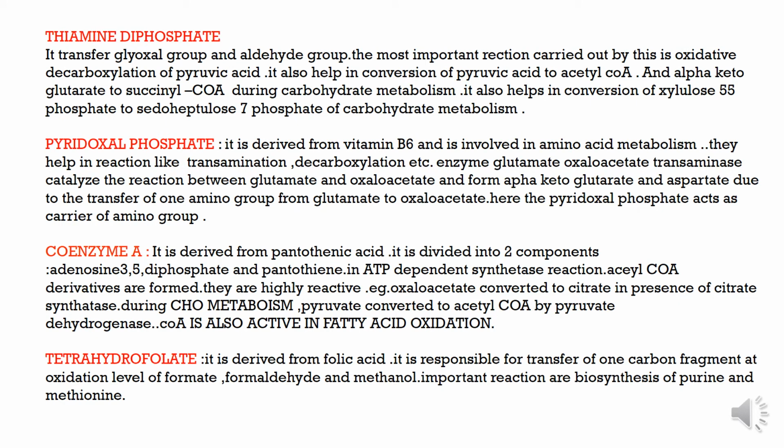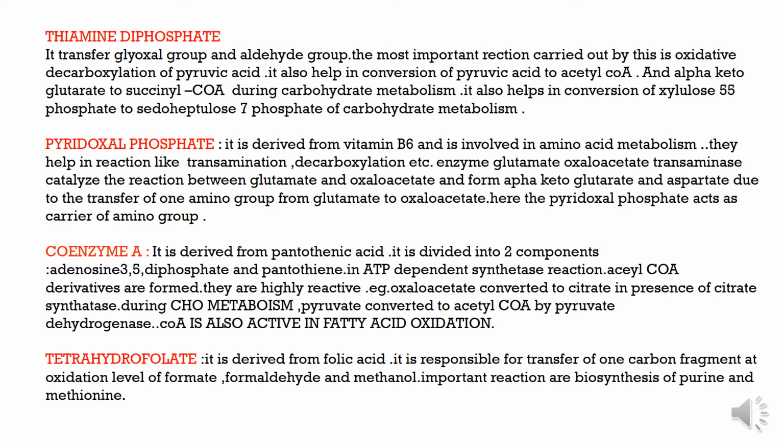Thiamine diphosphate transfers glycol group and aldehyde group. The most important reaction carried out by this is oxidative decarboxylation of pyruvic acid. It also helps in conversion of pyruvic acid to acetyl coenzyme A and alpha ketoglutarate to succinyl coenzyme A during carbohydrate metabolism. It also helps in conversion of xylulose 5-phosphate to sedoheptulose 7-phosphate in carbohydrate metabolism.